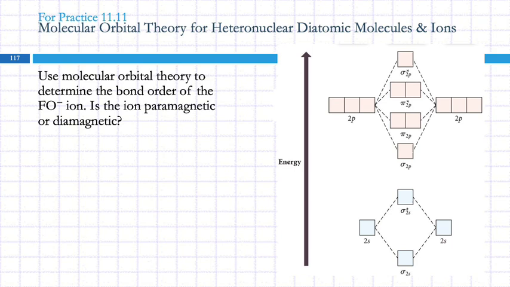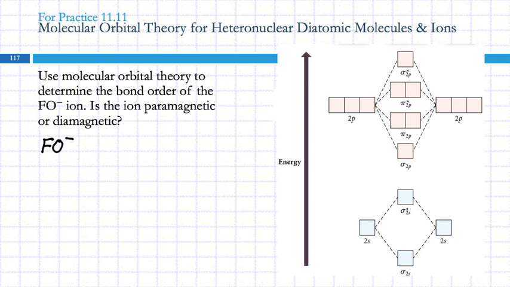So here's another exam type question. Again, giving you the correct diagram. Use molecular orbital theory to determine the bond order of the FO minus ion. Fluorine and oxygen with a negative charge.